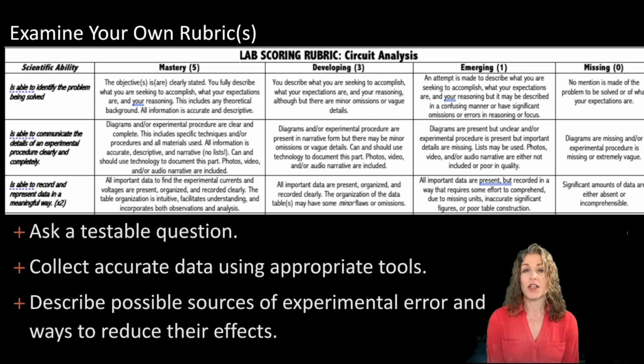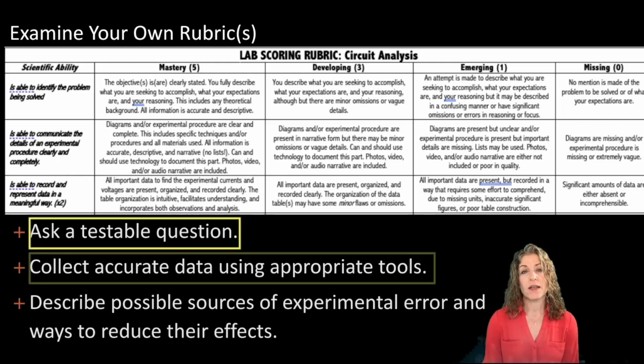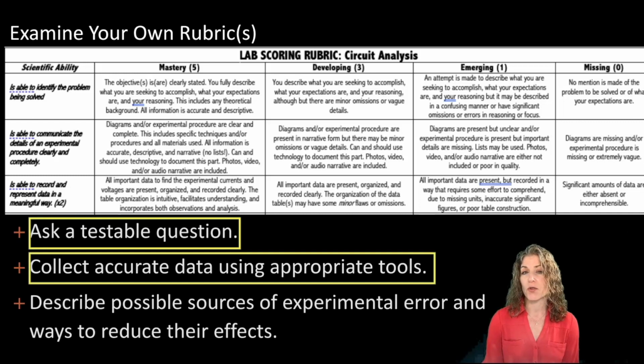For example, continuing with designing and carrying out investigations from earlier, I had an old rubric partially shown here, in which I was assessing if students can identify the problem being solved, communicate the details of an experimental procedure clearly and completely, and represent data in a meaningful way. This overlaps somewhat with being able to ask a testable question and collect accurate data using appropriate tools. So I would put a check mark next to those, but not next to describe possible source of experimental error. Don't cross it out. I'm just doing that to highlight what I'm talking about.